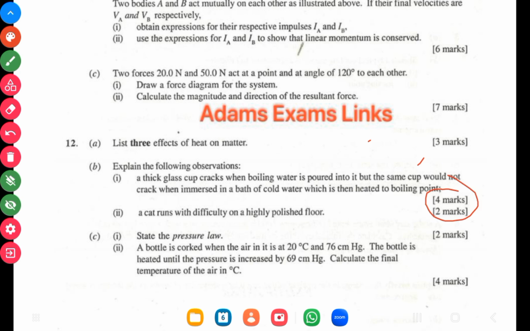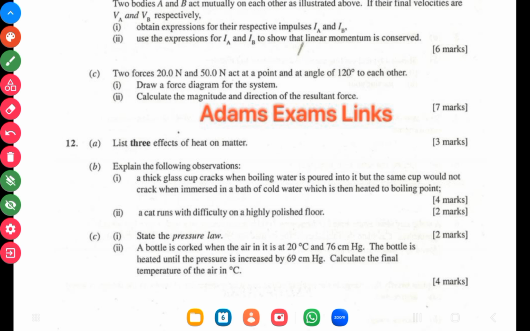Question 12 is a practical question, and we are dealing with elective physics. These are some of the things you need to master. When studying physics, you need to think deeply about the topic rather than just focusing on memorizing. You would always be in trouble. A thick glass cup cracks when boiling water is poured into it, but the same cup would not crack when immersed in a bath of cold water, which is then heated to boiling point. Then part ii says a cat runs with difficulty on a highly polished floor. That has to do with friction.